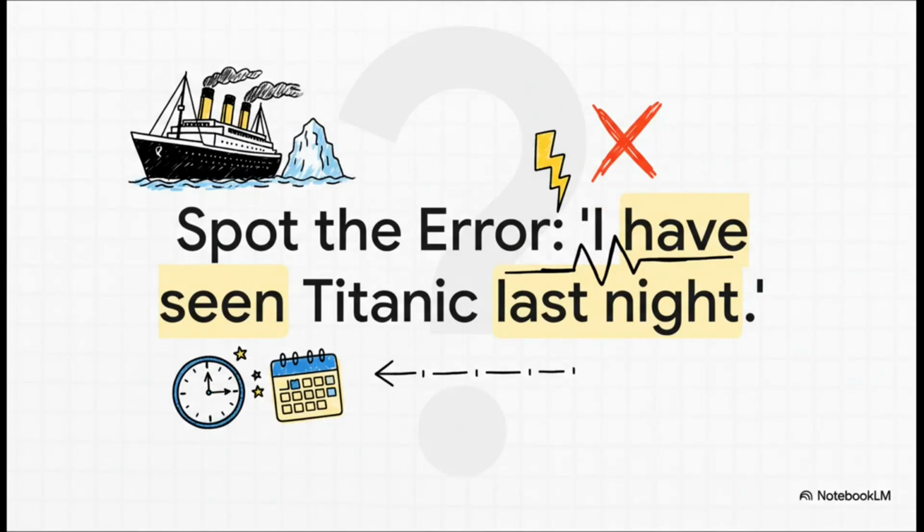So let's put that rule to the test. Look at this sentence. I have seen Titanic on TV last night. See the problem? It's a total clash. Have seen is the present perfect. It doesn't like specific times. But last night is a very specific past time. They just can't exist in the same sentence. You have to pick one. You can say, I saw Titanic last night, or you can say, I have seen Titanic, but you can't do both.